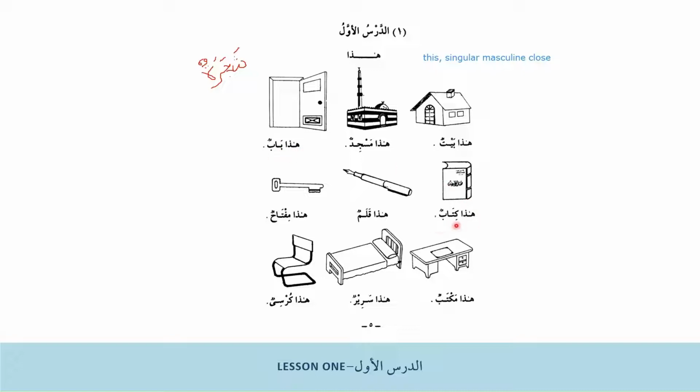هذا كتاب, this is a book. هذا قلم, this is a pen. هذا مفتاح, this is a key. هذا مكتب, this is a desk. هذا سرير, this is a bed. هذا كرسي, this is a chair. So that's the translation for each one of these phrases.